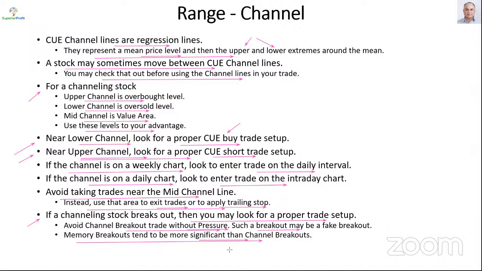Now on Q Global, channel lines are available and there are two channel lines. One is using a longer term period, one is using a shorter term period. So you may see the longer term channel lines moving up like this, and the shorter term may also be moving up like this. Let's say like this, two lines I'm drawing for shorter term.